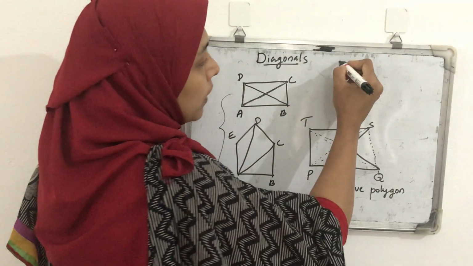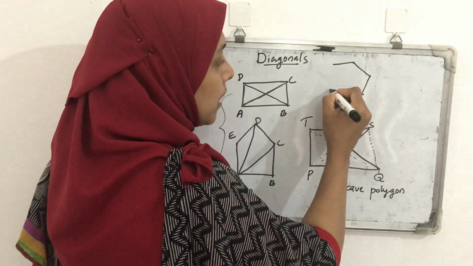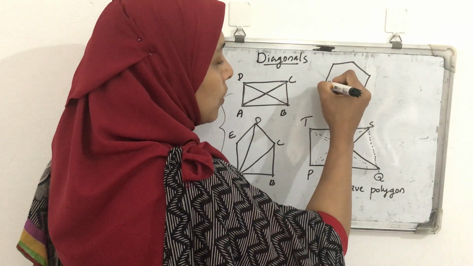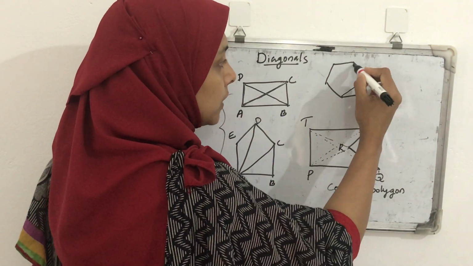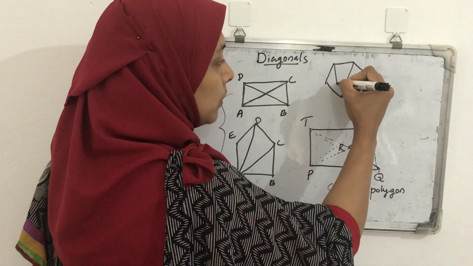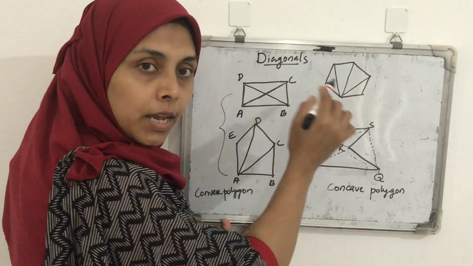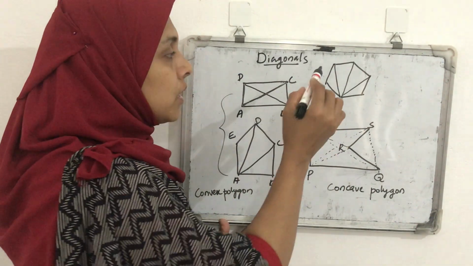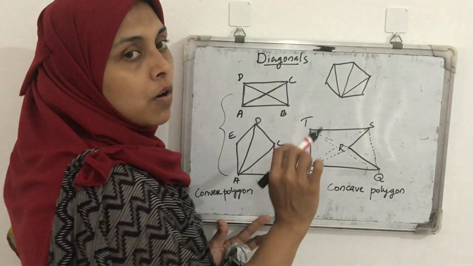So if you draw one hexagon or octagon, any type of polygon we draw, now you look, you can draw different diagonals. Here, these 3 diagonals we draw. Those 3 diagonals are on the interior part of that polygon. So this is which type of polygon? Convex or concave? This is convex.